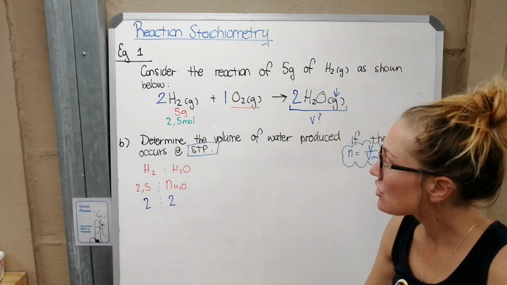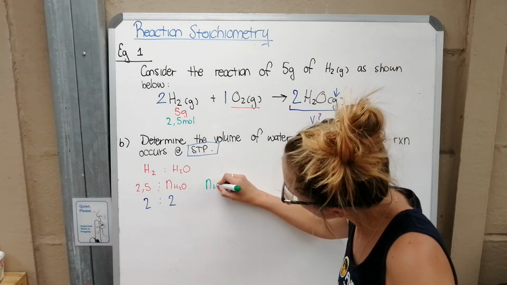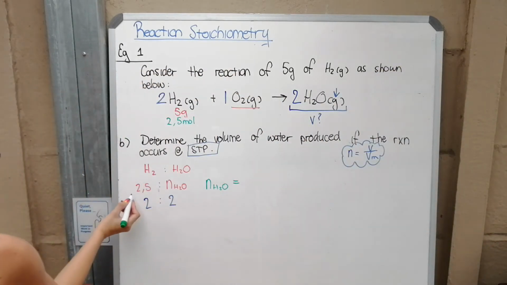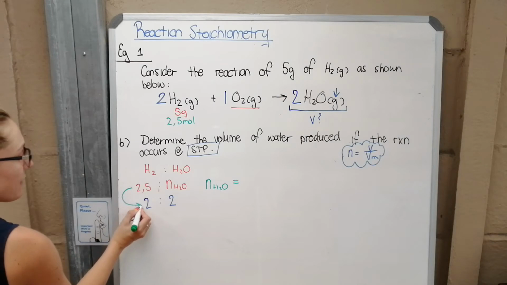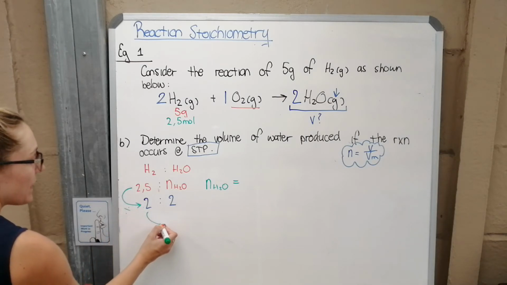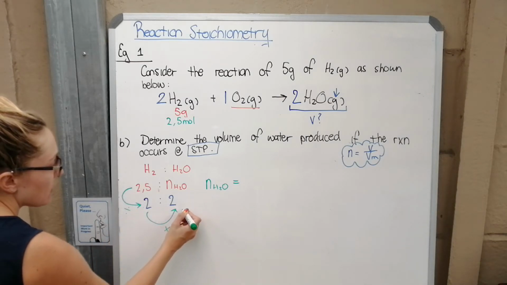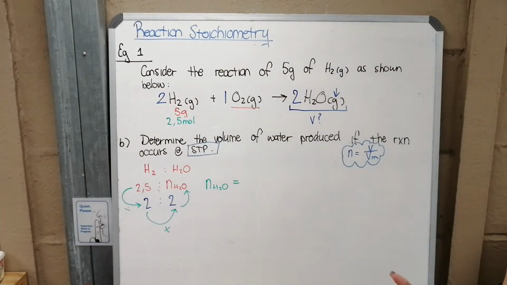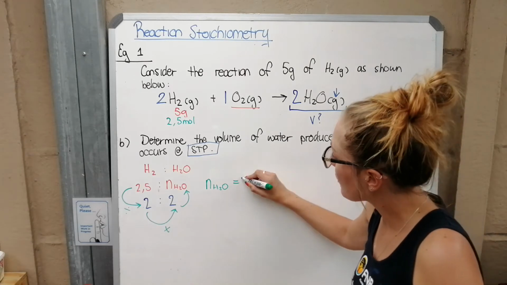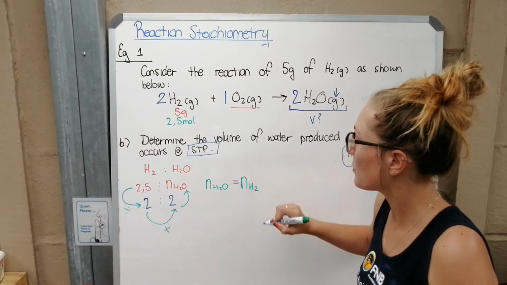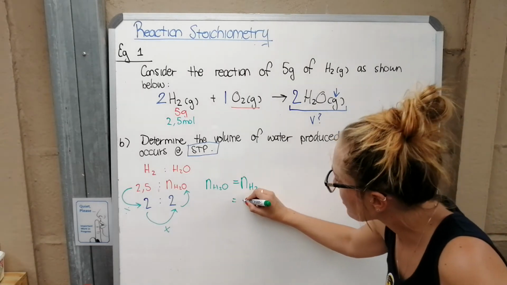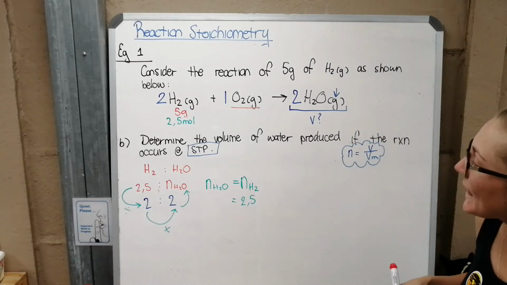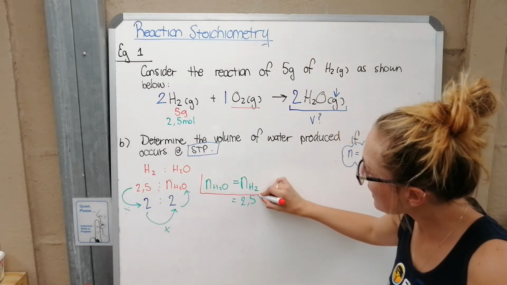Now to actually determine the number of moles of H2O, we take the number of moles of H2, we divide that by 2, and then we times it by 2 again. So that actually means we're dividing by 2 and then timesing by 2, so we're cancelling it out. So basically the number of moles of H2O is equal to the number of moles of H2, which is equal to 2,5. Please do, just like in the previous question, please do show me this logic.